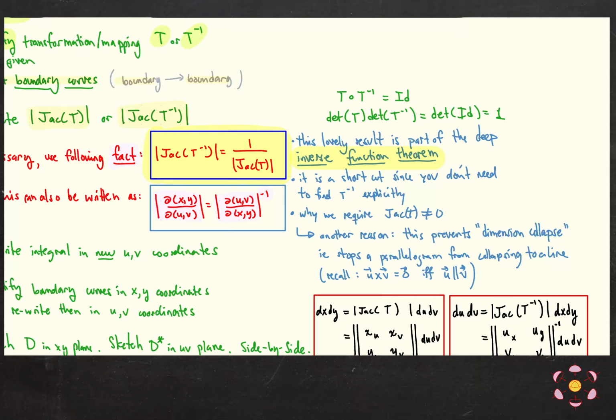Okay, another little bit of fine print. This is another reason why we usually require the Jacobian of T not being 0, which we achieve by basically saying that it's 1 to 1 and onto.